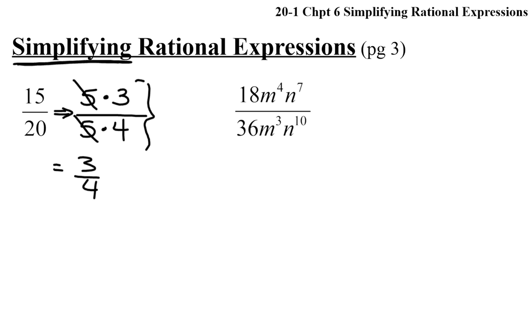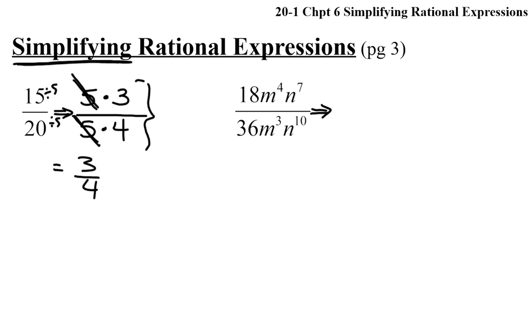Now you see that a lot of, oh, you're just going to divide by 5, divide by 5. Right, you're dividing by 5 because you're factoring out a 5 from both. We're on page 3, by the way, in case you couldn't figure that out by what's on there. But the second one, 18m^4n^7 over 36m^3n^10. Well, if I want to simplify this, again, I want to break it into parts so I can get rid of as much as possible.